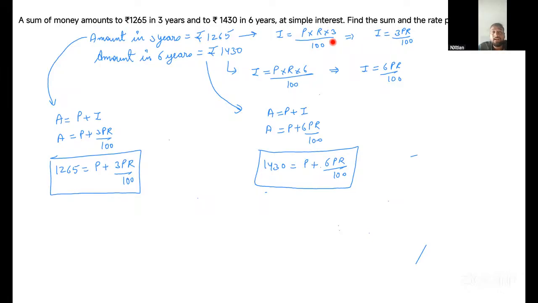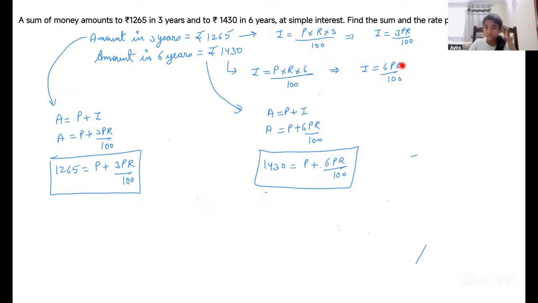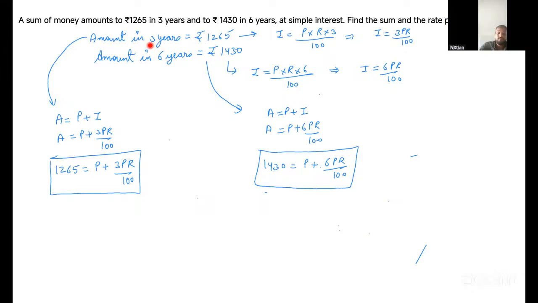Did you understand, Abigail? Yes, sir, I understood. In the same way, this interest formula will also become 6 PR upon 100. Why? Because 6 is the time, and P and R I don't know. Ira, did you understand? Yes, sir. Okay. Now amount formula is principal plus interest. Principal I don't know, and interest I got, which is 3 PR upon 100, so I wrote it like that. And the amount is 1265, so I make this equation. Can you see that? In the same way, this will become like that.